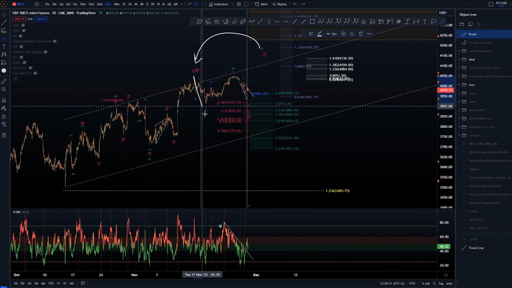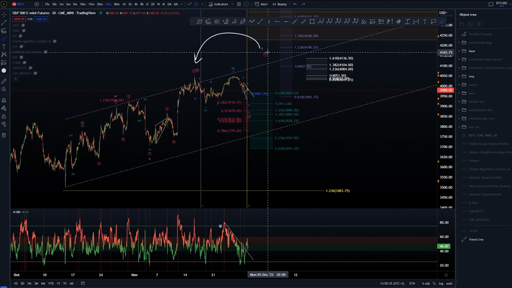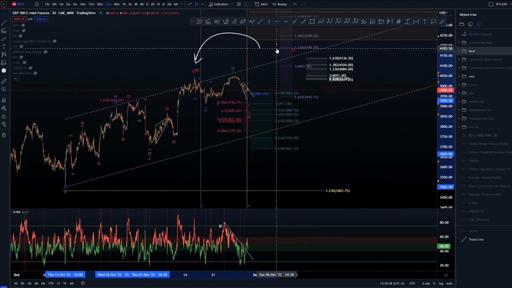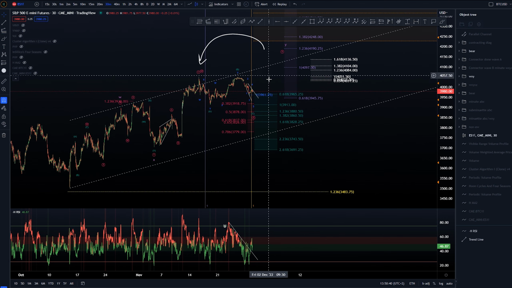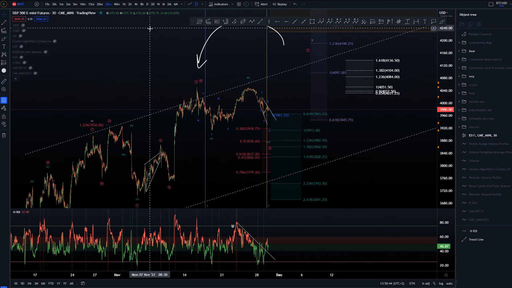this would be just the first structure of that wave Y, like I've labeled here as an ABC. Then we would have another ABC coming down for an X wave, and then another 3-way structure up for that wave Y to take place, right? So those are the two options. Both of them are still very much a possibility.